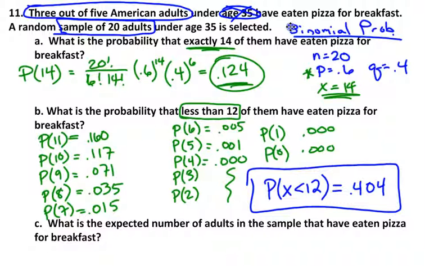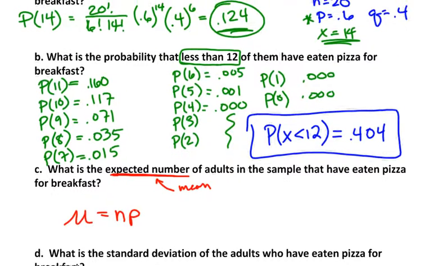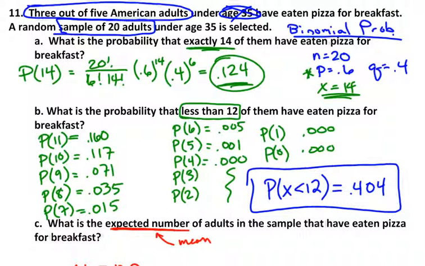Now moving on to part C, we're asked what is the expected number of adults in the sample that have eaten pizza for breakfast? Well, again, expected number automatically should make you think of one thing, and that is mean. Mean is just another way of saying expected value. The mean of a binomial distribution is always equal to n times p. And if we go back up real quickly, n was 20 and p was 0.6.